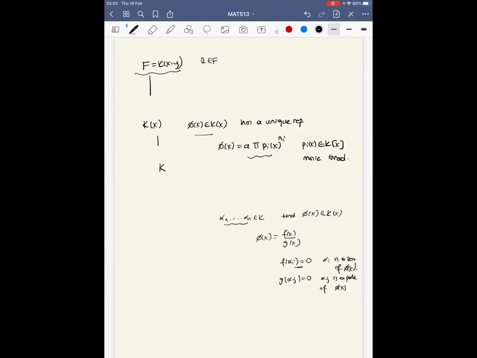And in order to formulate similar problems in arbitrary function fields, in the next video, we will begin with the notions of valuation rings and places.